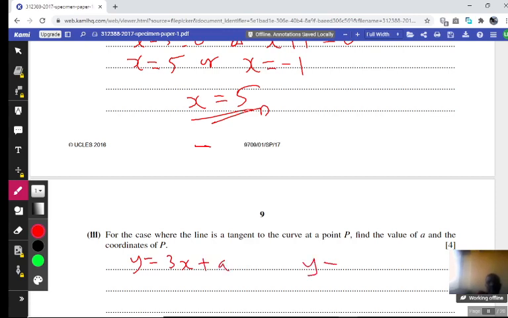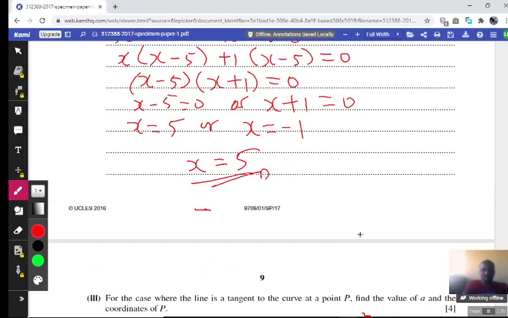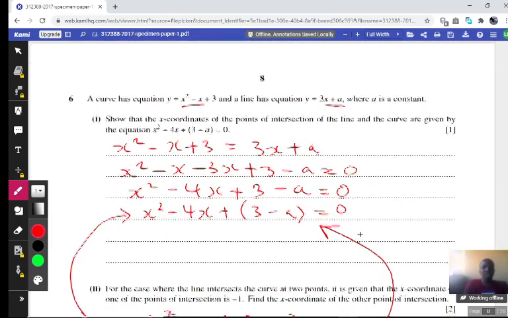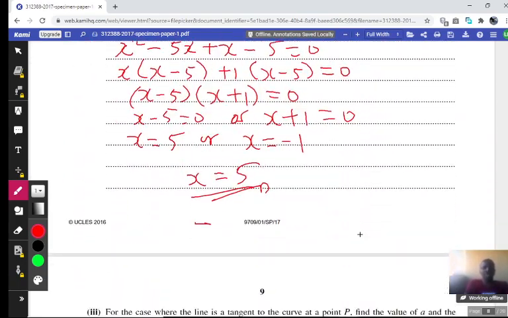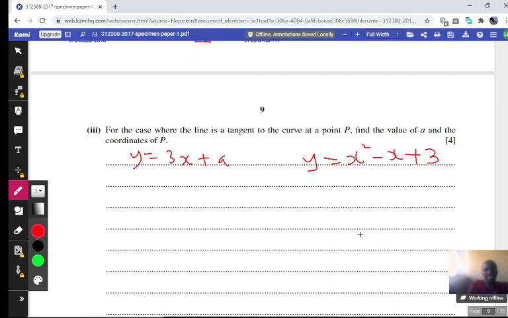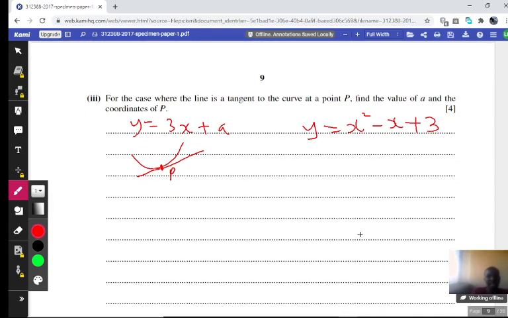The curve is y equals x squared minus x plus 3. Let me check again. Yes, it's x squared minus x plus 3. That's the equation of the curve. Now, given that the line is a tangent, it means that at the point where they meet, the point P, the gradient is the same on both the tangent and the curve.